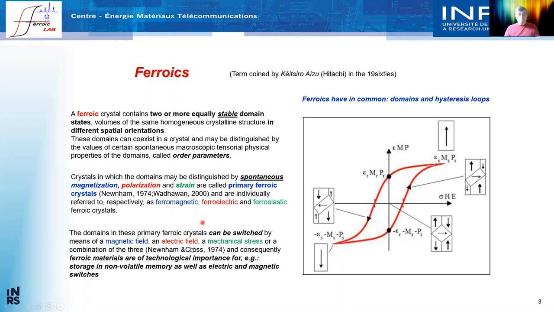These domains can be switched by means of the conjugated field: a magnetic field for magnetization, an electric field for the polarization, and a mechanical stress for strain. Ferroics are common. The presence of stable domains with opposite or different directions, and a hysteresis loop when you sweep the conjugated field from negative to positive.